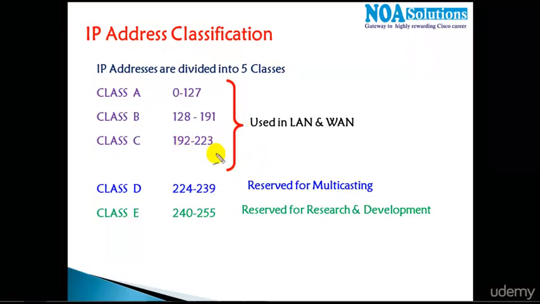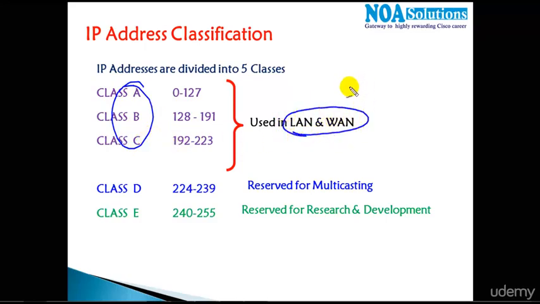The next thing we need to understand is where we use which classes. In a LAN or WAN, whether it's your private network, public network, or the internet, we use only A, B and C classes, which are generally used in our LAN and WAN. Whereas class D is reserved for multicasting, and class E is reserved for research and development.